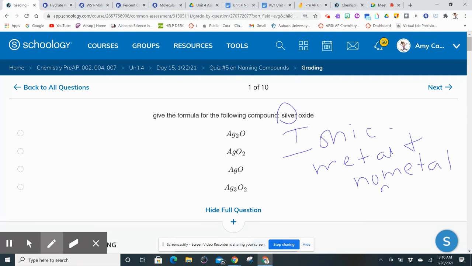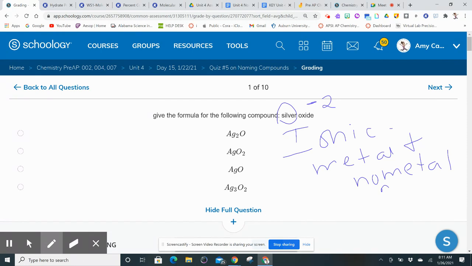So the next thing I have to do is I have to remember and have to have memorized, again, naming compounds, just about memorization. That's it. I have to have memorized that oxygen is always a -2 charge. Always. It's -2 because it's in the 16th column of the periodic table. Okay?